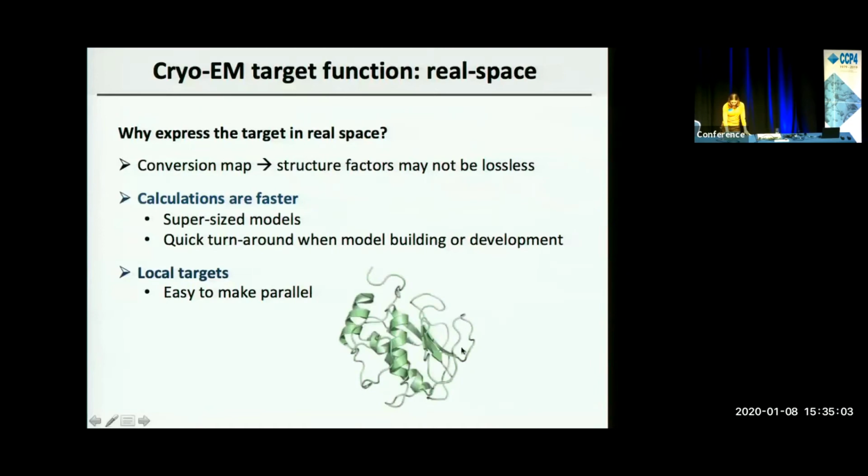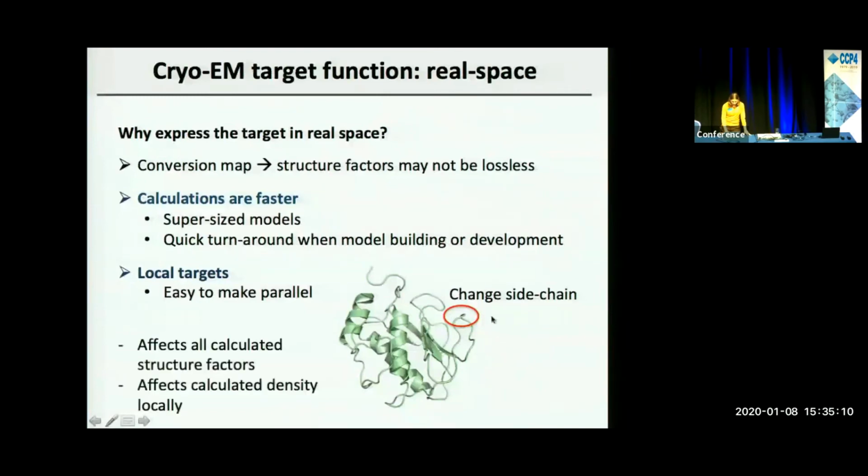Let's say we have our protein, and let's say in refinement, we change the orientation of a side chain. So in reciprocal space refinement, if we change one side chain, this will affect all calculated structure factors. However, in real space, this will only affect the calculated density locally. So in this area here, while if I'm here, probably this area will not feel if this side chain has moved. So let's have a look at what the target function looks like in Phenix.